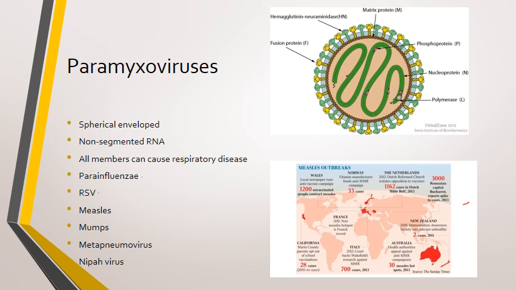These are spherical enveloped viruses with a non-segmented RNA genome. And what they all cause is basically respiratory disease. Okay. Probably the most common one is parainfluenza. Parainfluenza is a very important disease. Most of these are diseases in children, and it causes croup.